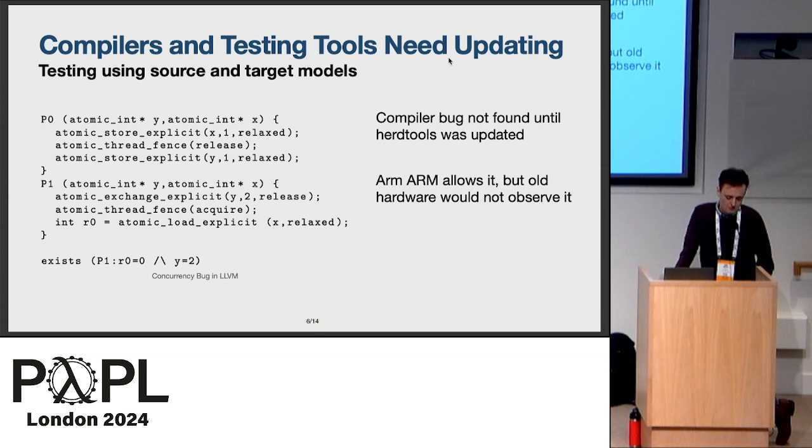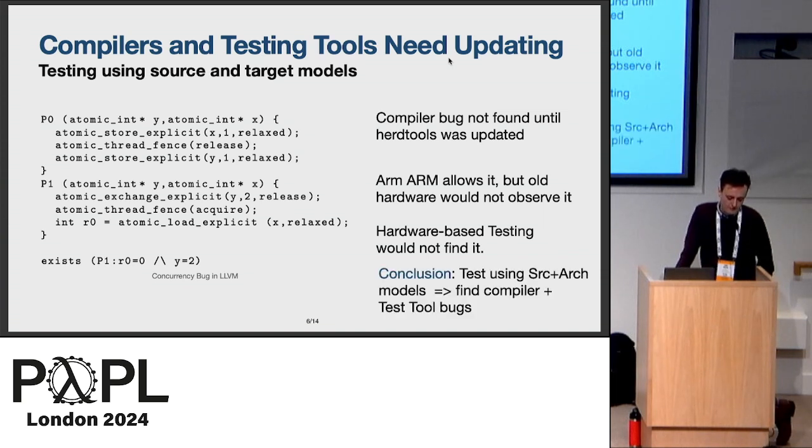Now, the ARM architecture reference does allow this reordering that gives rise to this buggy behavior, but if you were to run testing on old hardware that doesn't implement 8.2a, you wouldn't necessarily observe this outcome of execution and hence this bug. So consequently, any compiler testing tools that rely on old hardware might not observe this bug as well. The conclusion I bring from this is we need to parameterize our testing over source and architecture models so that we can find compiler bugs, but also bugs in the testing tools themselves, such as herd. And this is drawing back to a previous point about the need for systematic testing of atomics.